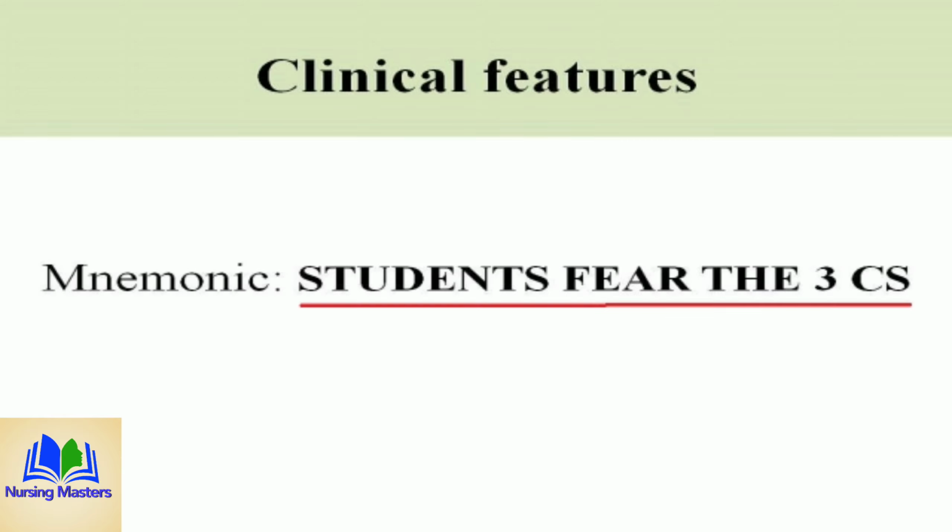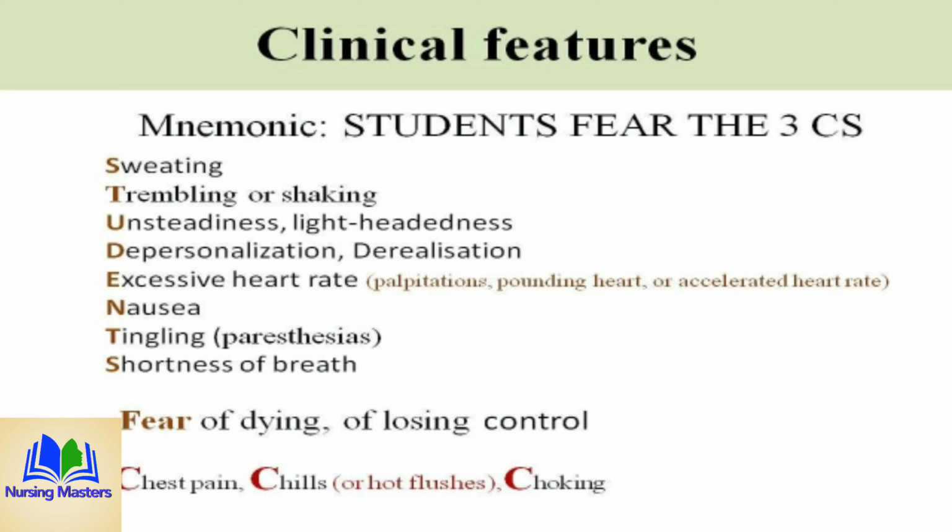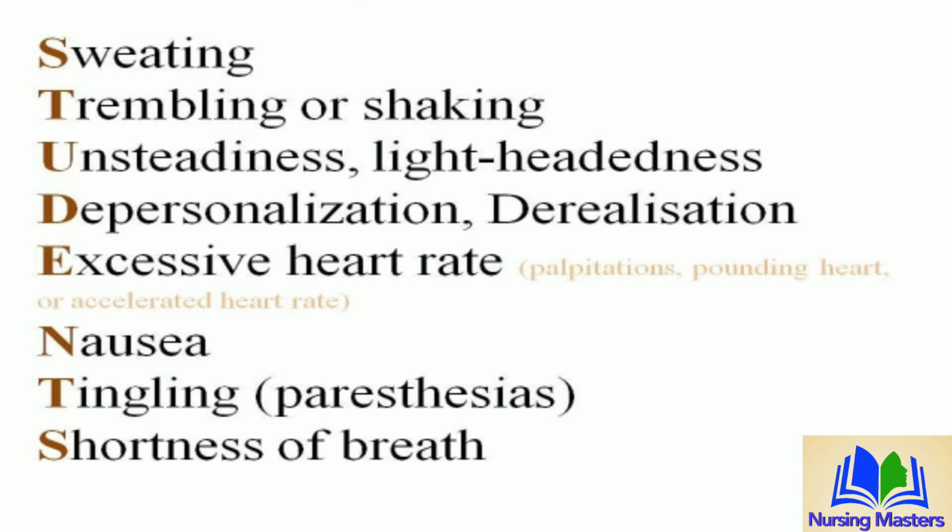Next is clinical features. To remember these clinical features easily, we can use one mnemonic. What is that mnemonic? Students fear the 3 C's. Let's see each part one by one. The first one is students. S for sweating, T for trembling, U for unsteadiness, D for derealization or depersonalization, E for excessive heart rate, N for nausea, T for tingling, and S for shortness of breath.